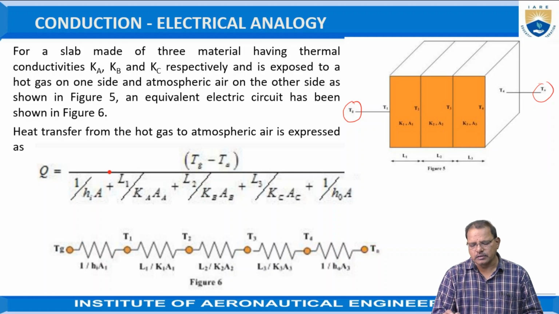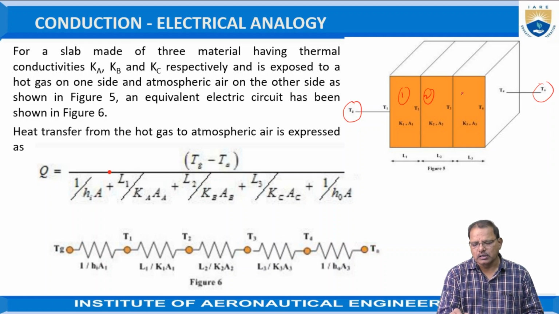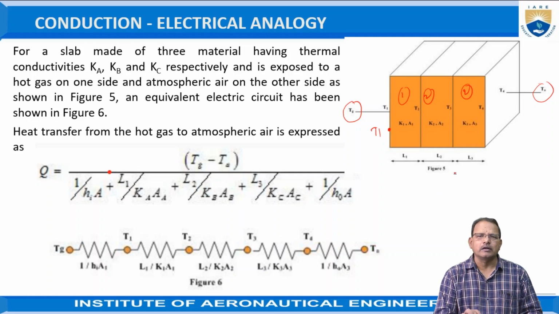That is the 3 layers, which is represented here now. First layer, second layer, third layer. Let T1 be the temperature at the hot surface, which is in contact with the hot fluid. T2 is the temperature at the junction of the first and second slabs. T3 is the temperature at the junction of the second and third blocks. And T4 is the temperature outside, that is, the outer surface of the composite wall.